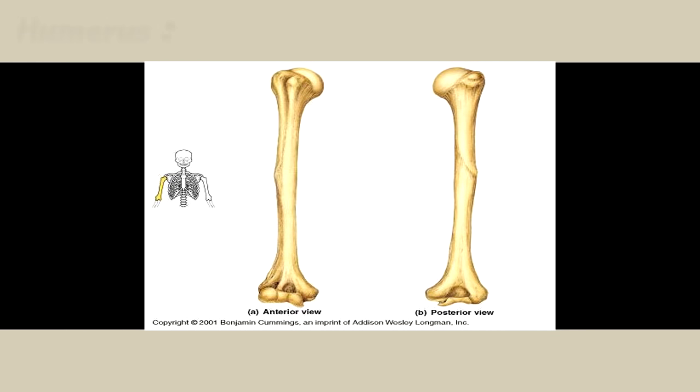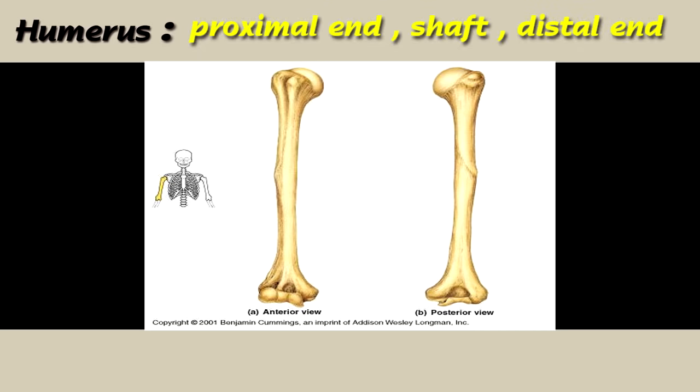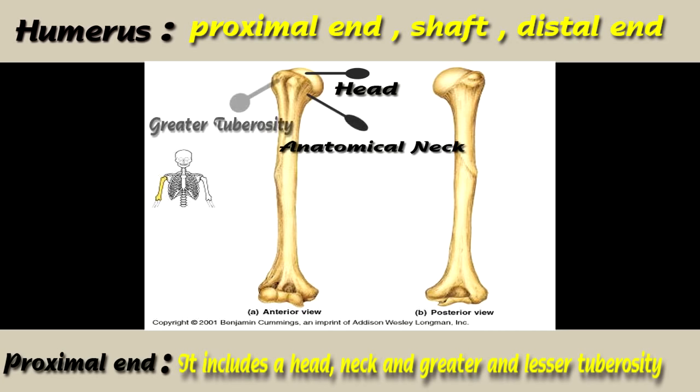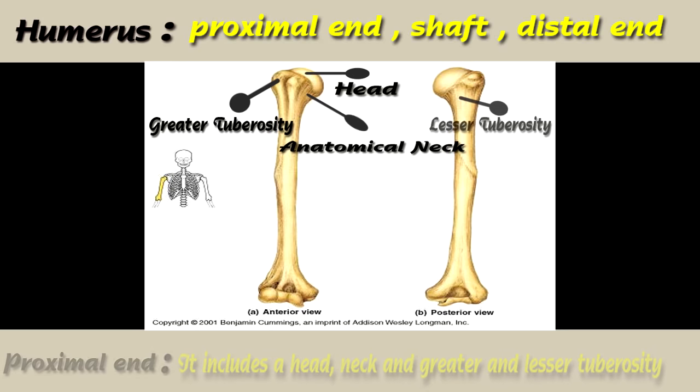This is the humerus. Firstly, it's divided into three parts: proximal end, the shaft, and the distal end. First, the proximal end. It includes head, neck, and greater and lesser tuberosities.